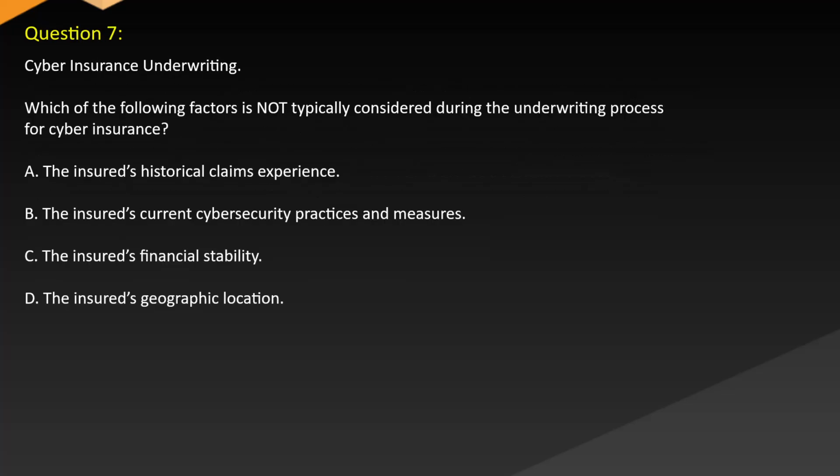Question 7. Cyber insurance underwriting. Which of the following factors is NOT typically considered during the underwriting process for cyber insurance? A. The insured's historical claims experience. B. The insured's current cybersecurity practices and measures. C. The insured's financial stability. D. The insured's geographic location.